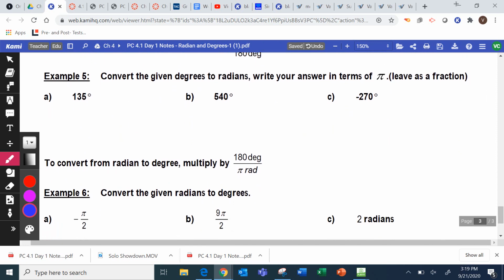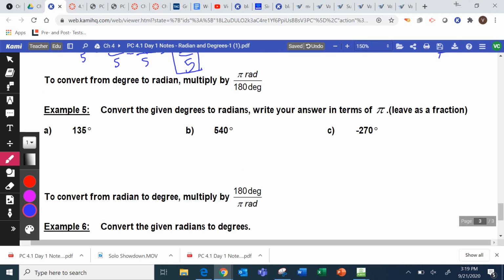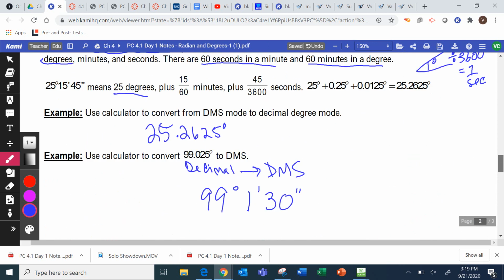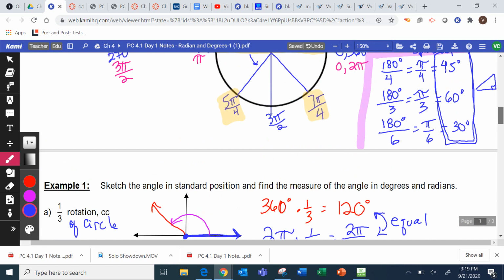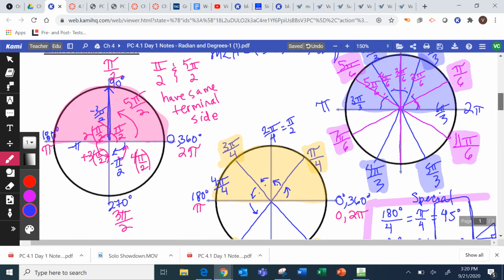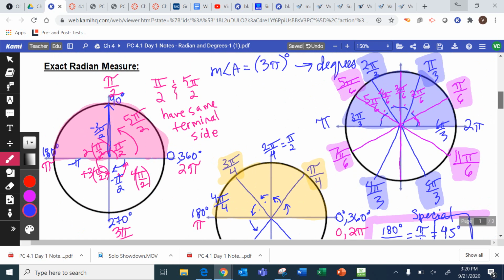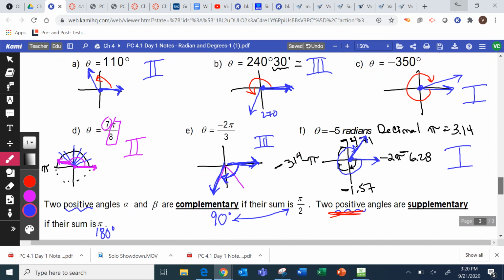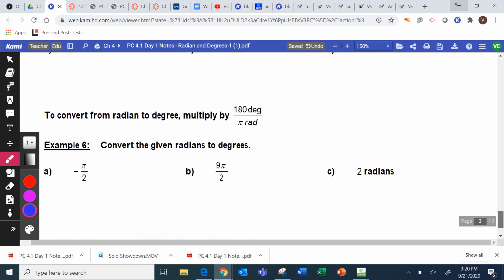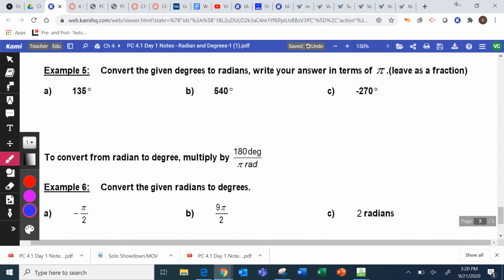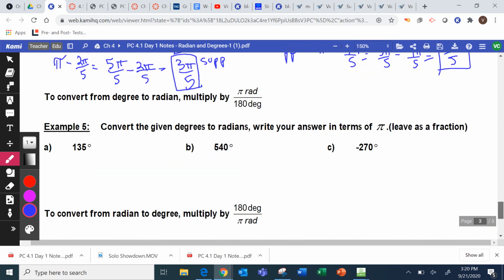The last section is converting between radians and degrees. So to convert, when we do the special ones, we are going to have all that memorized when we're out. We would use converting if we don't have special ones memorized. All of these are special ones, but I'm just going to use them to show you the conversion formula.